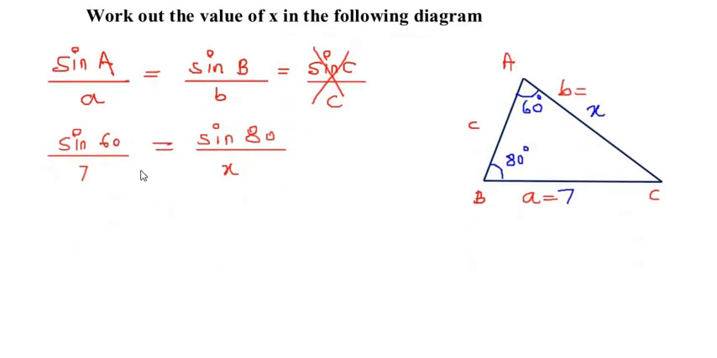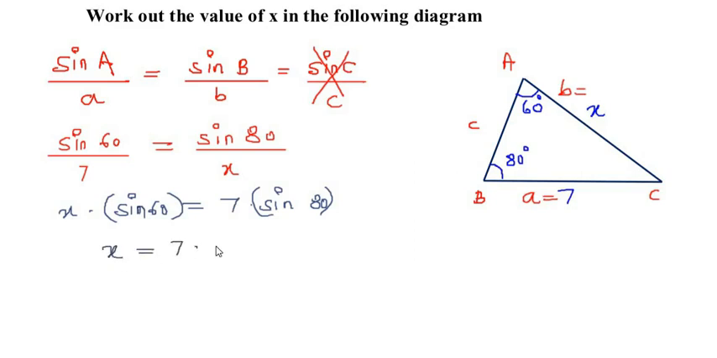I'm going to use the cross multiplication method here. So it's going to be x times sine 60 equals 7 times sine 80. Let me put it in the bracket. So we are going to find x. Making x the subject, we write it as x equals 7 times sine 80 divided by sine 60.